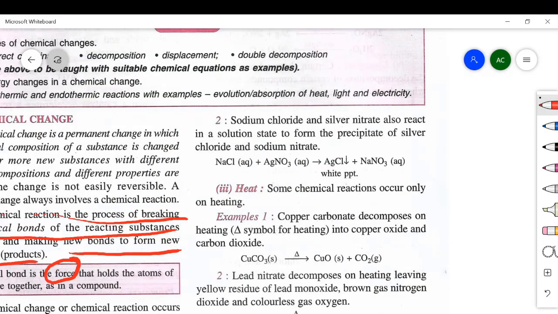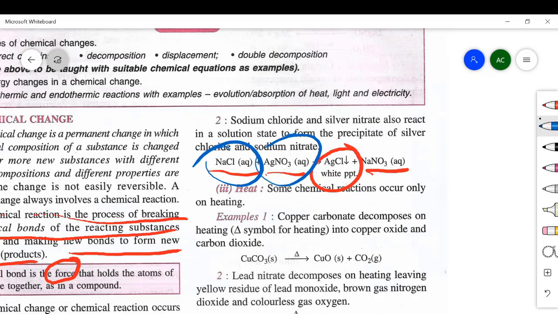The second example is sodium chloride in aqueous solution with silver nitrate in aqueous solution, which will give a white precipitate of silver chloride and an aqueous solution of sodium nitrate. So this reaction will only happen when both the substances are in their aqueous state.